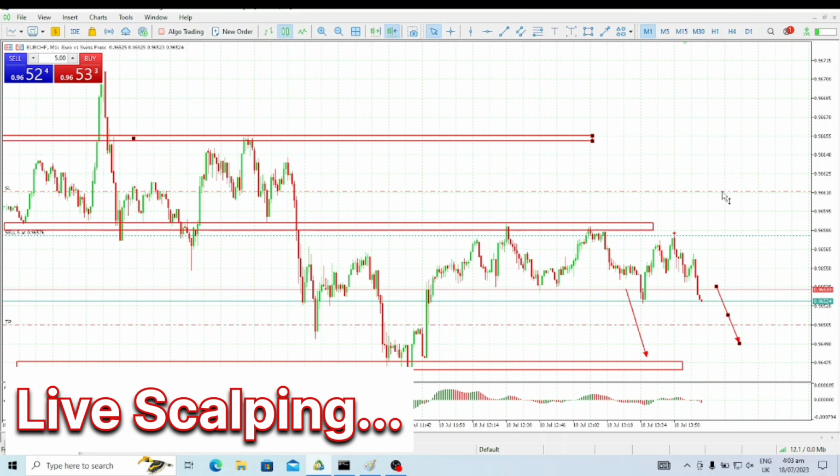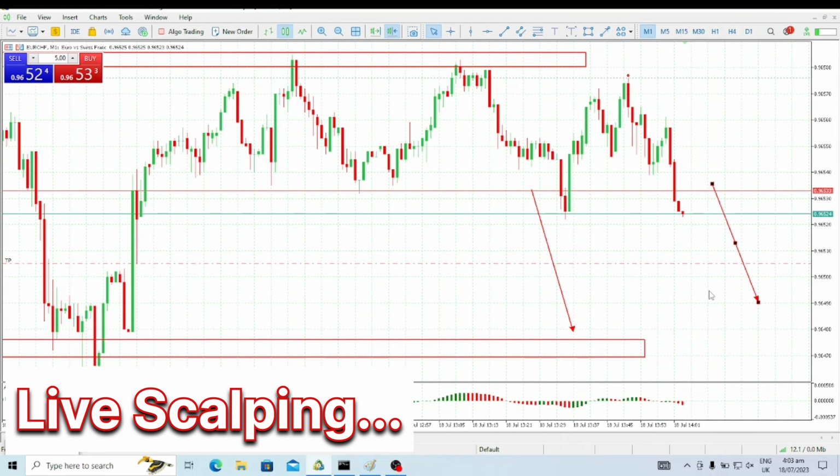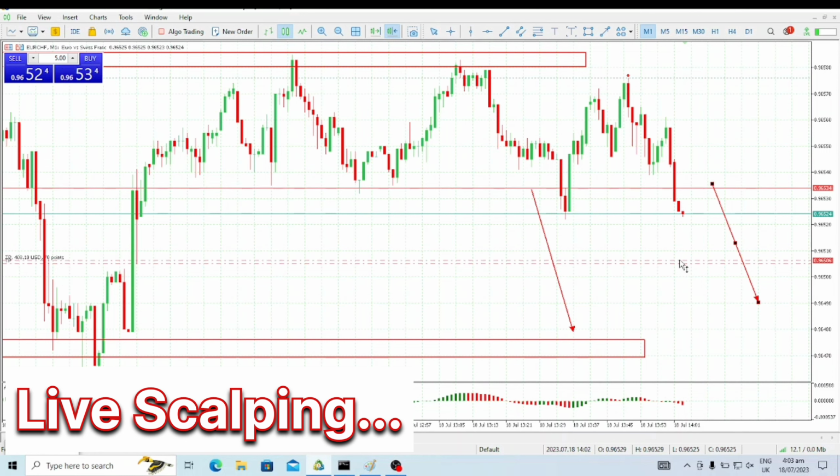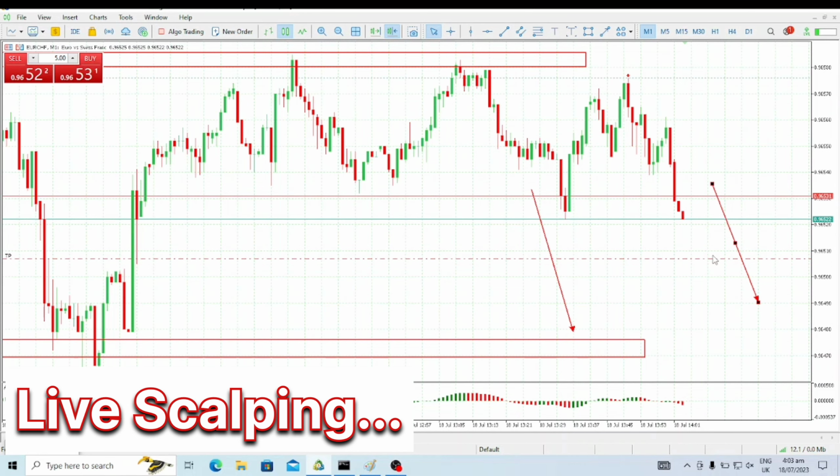And for this particular pair, I didn't want to trade because the spread is too big, guys. See the spread, it's too big. But let's hope that it just becomes a winning trade. So let's wait.